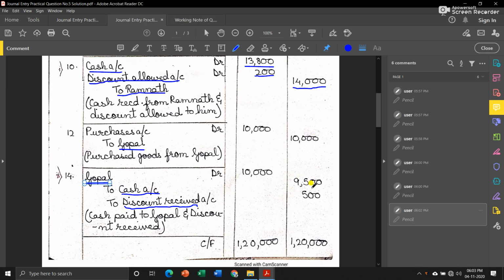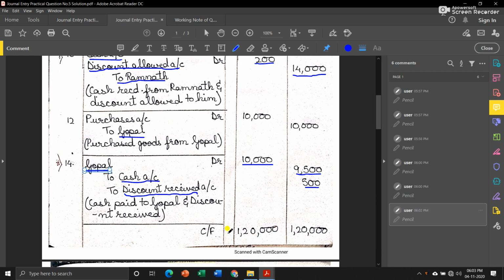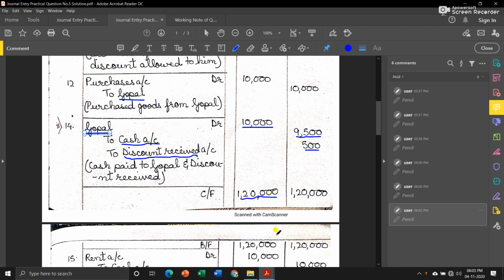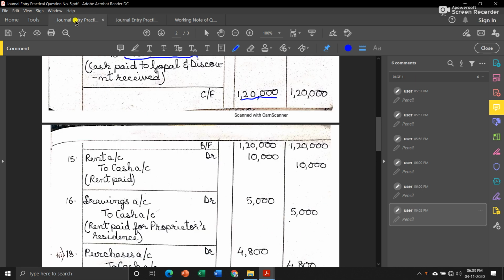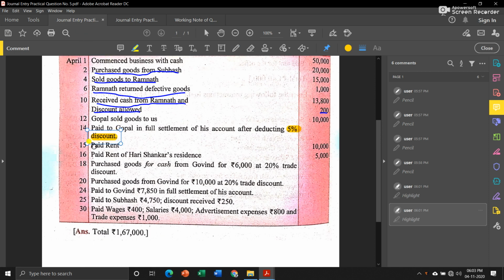So first we will write on the credit side, discount received was 500 as we calculated, then actual cash paid was 9,500. So altogether 10,000 we were supposed to pay him. Okay, now since this is the ending of my first page, I have found out the carried forward, and I got 1,20,000.